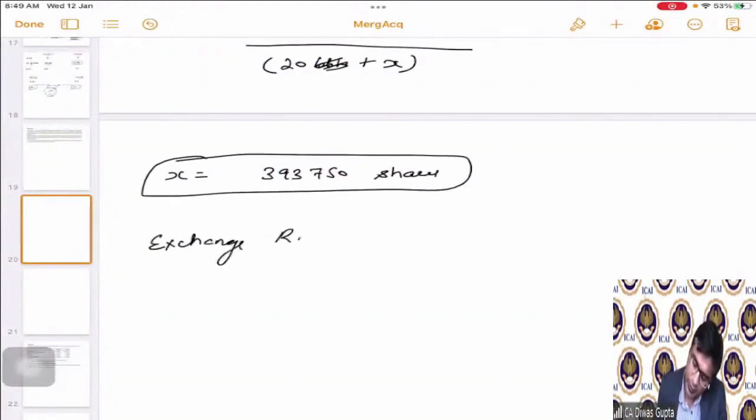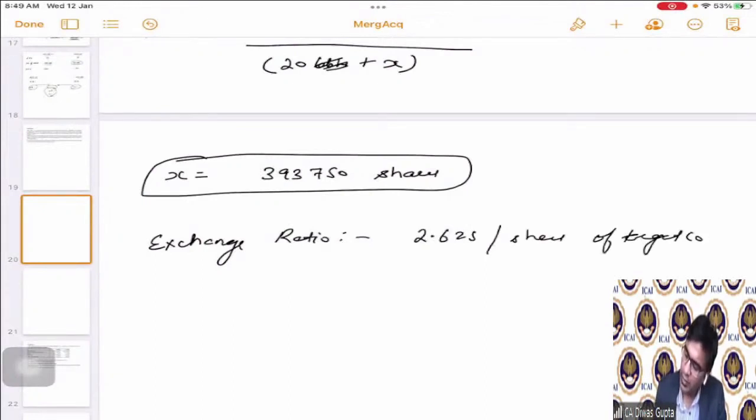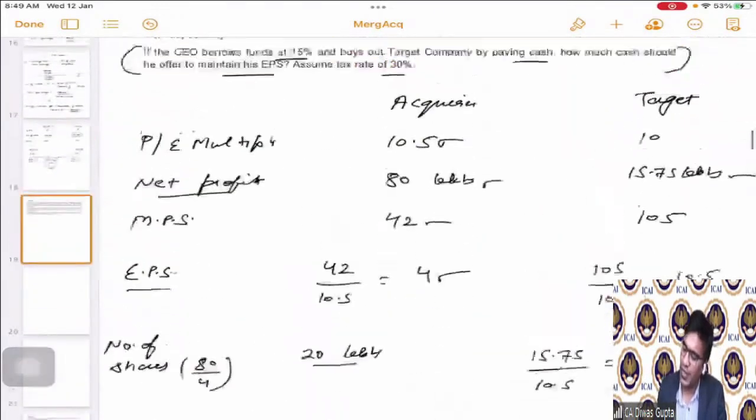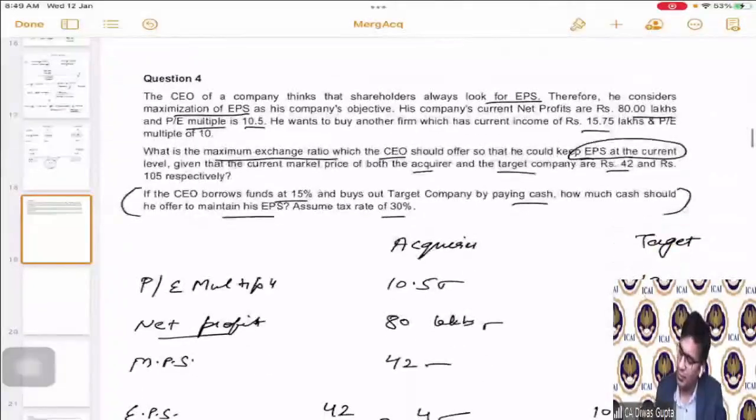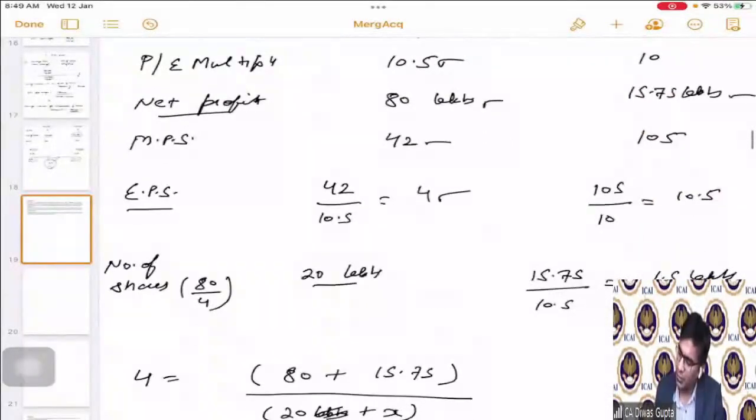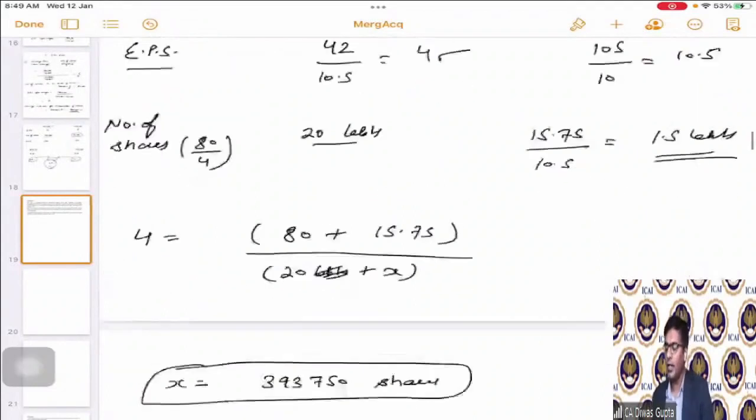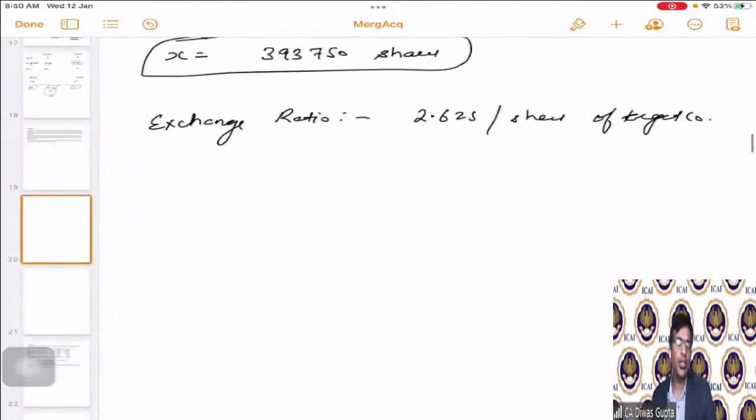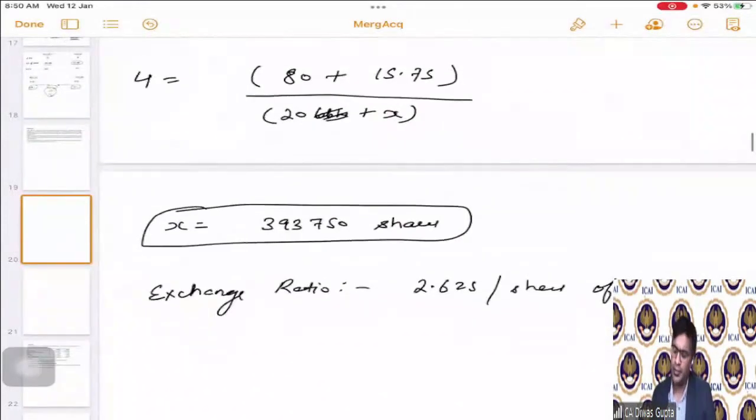Yes. Exchange ratio will be 2.625 per share of target company. What we have done is we have divided this 393 by the current number of shares of 1.5 lakhs. Correct? We can get the exchange ratio. Simple. Okay. So this is the first part of the question.